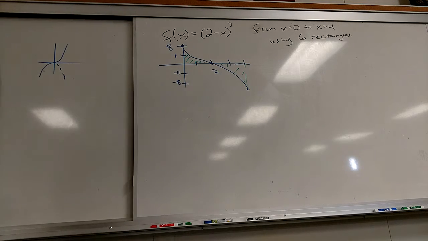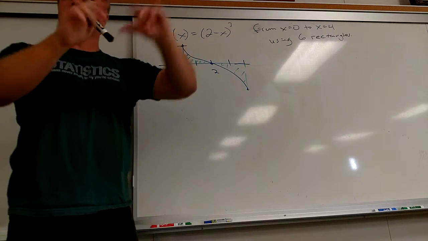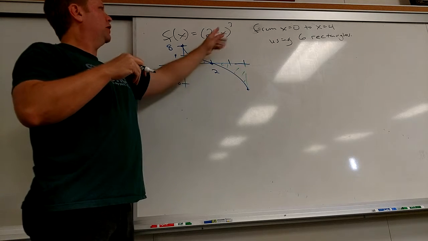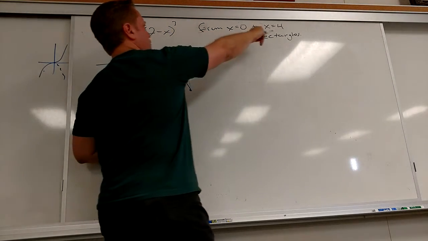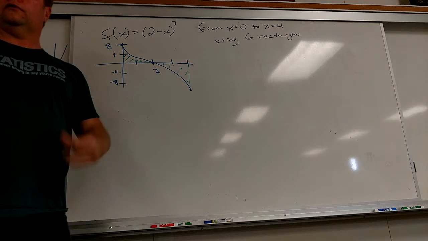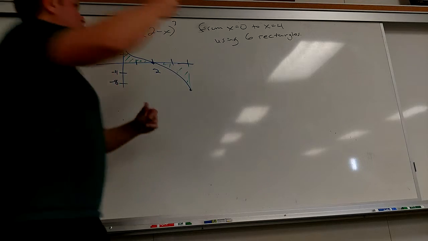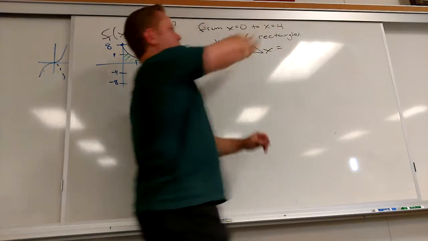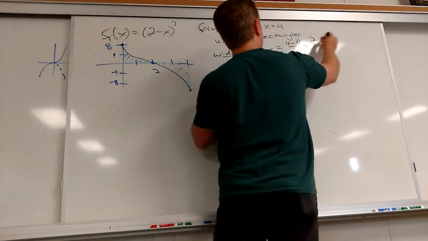All right. Let's just try this out. So I'm not letting it go to infinity yet. I should have picked one that would have been easier to use later, but oh well, too bad. From x equals 0 to x equals 4, using 6 rectangles, what's the first thing I need to figure out? Delta x. I need to know the width. What's the width going to be? 2/3, yeah. So 4 minus 0 over 6, 2/3.